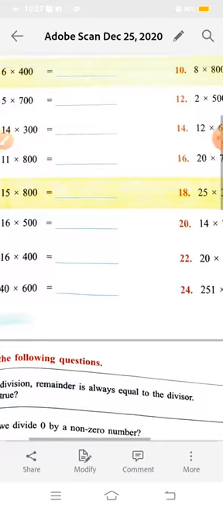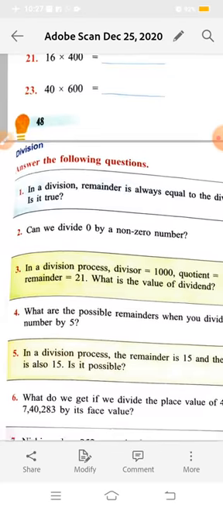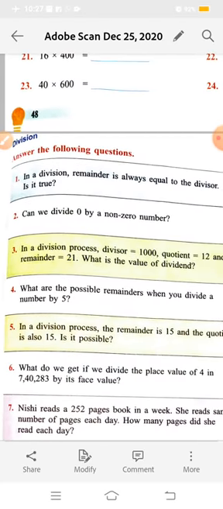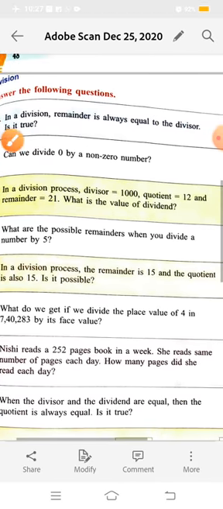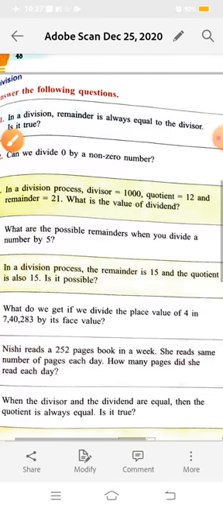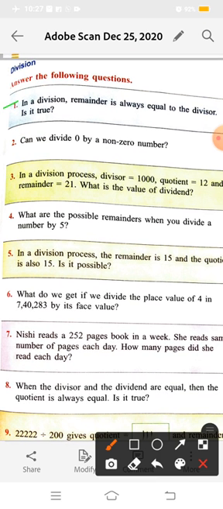Okay, now we will do page number 49. Okay, division. Answer the following. So the first question on page number 49: in a division, remainder is always equal to the divisor. Is it true? Question is asking that in a division, remainder is always equal to the divisor.